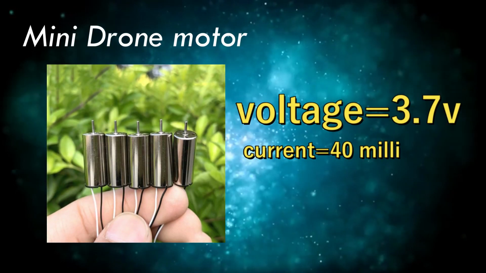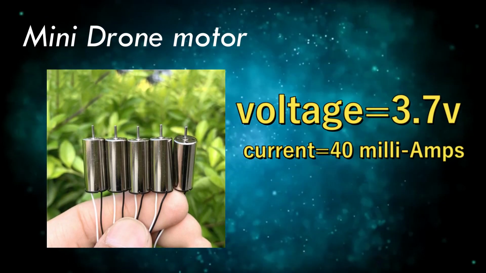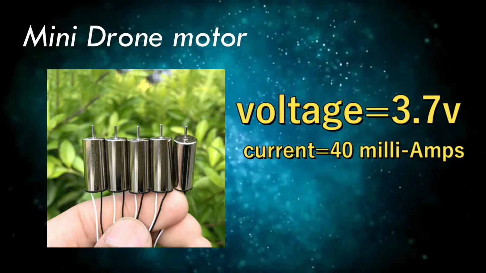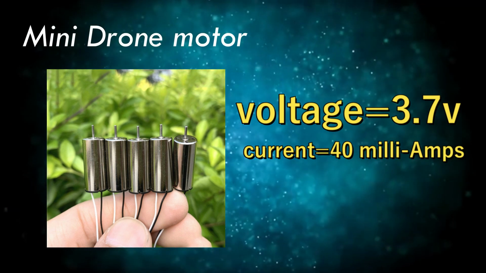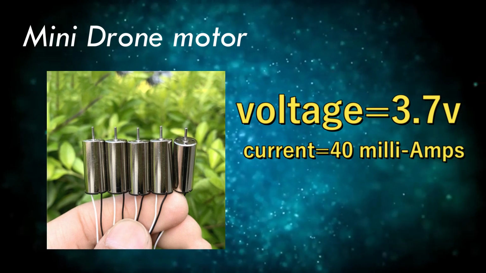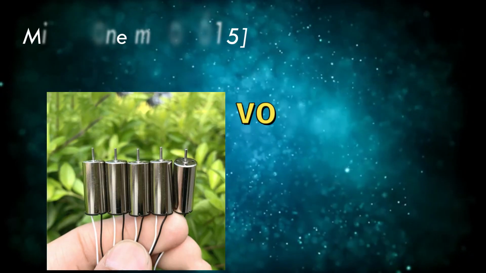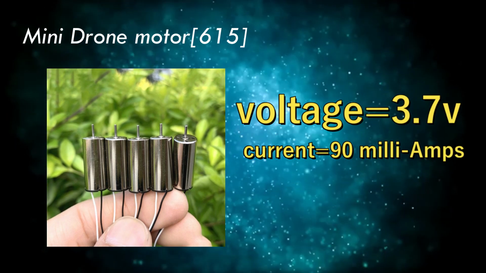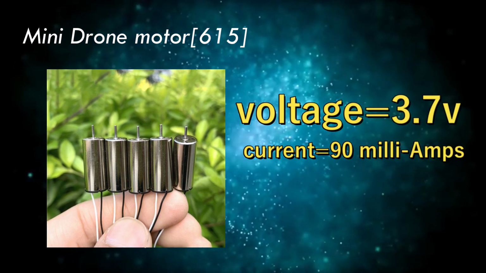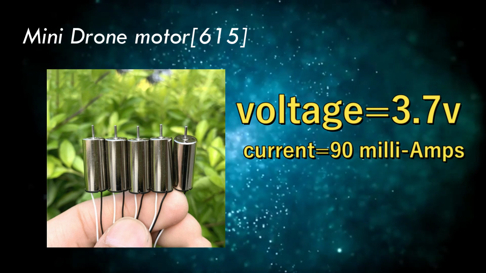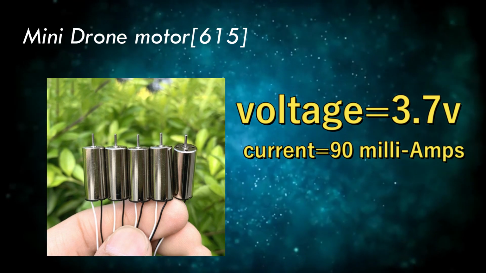Second, mini drone motors. It consumes 3.7 volts and 40 milliamps of current. It is used as a drone motor and also a gear motor. Third, mini drone motors 615. It consumes 3.7 volts and 90 milliamps of current.